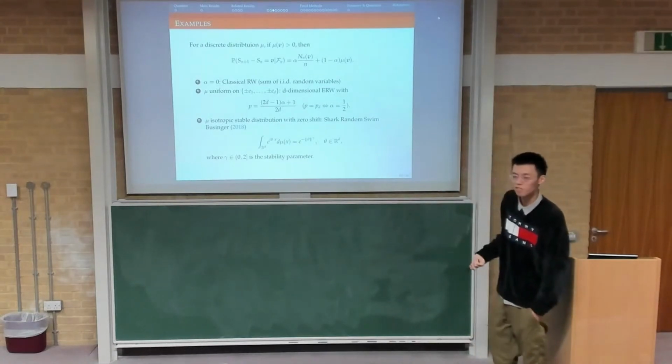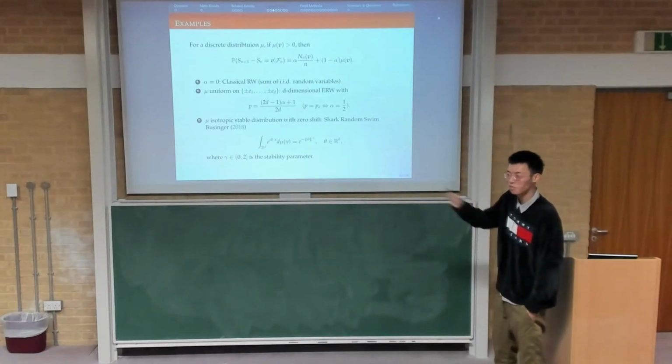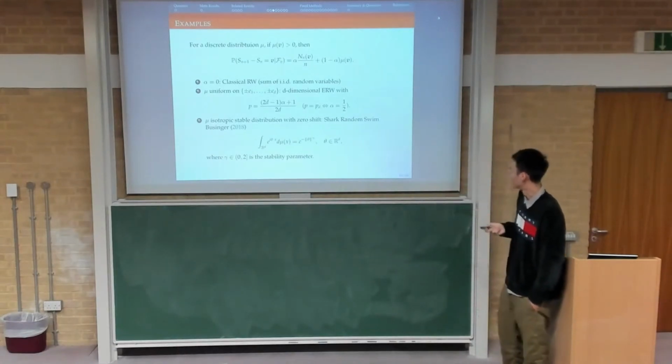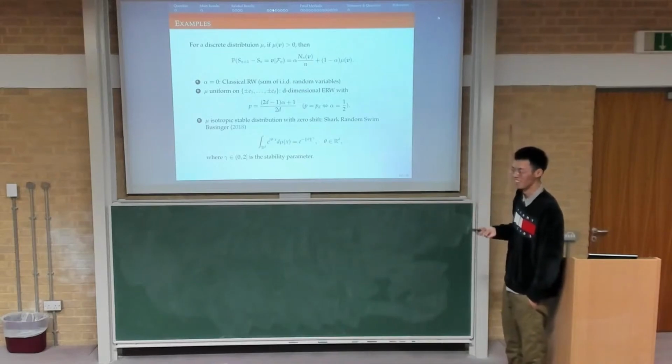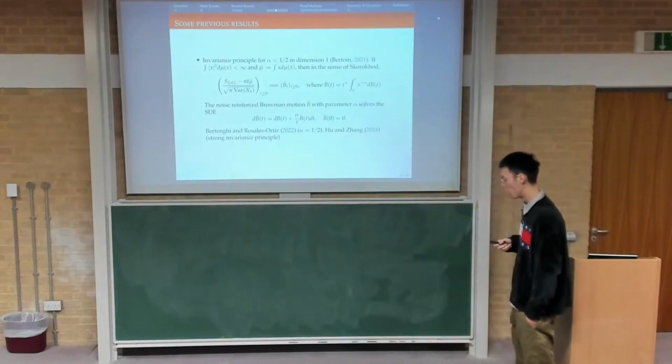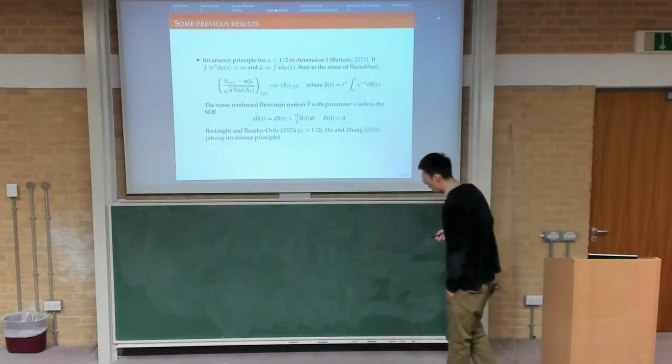Yeah, you can have long jumps, so at each step you move very fast. This is called the... another animal here. So, when alpha is less than 1/2.